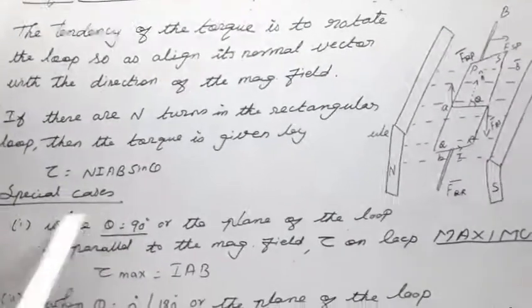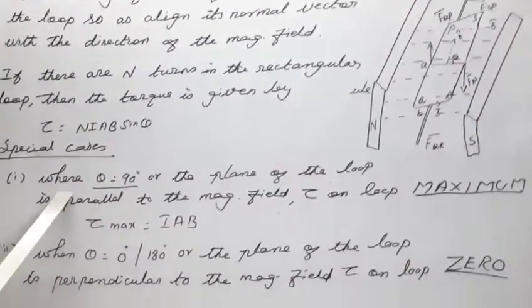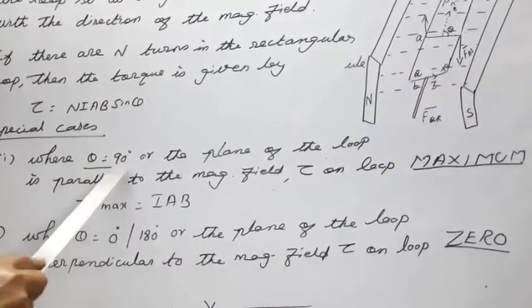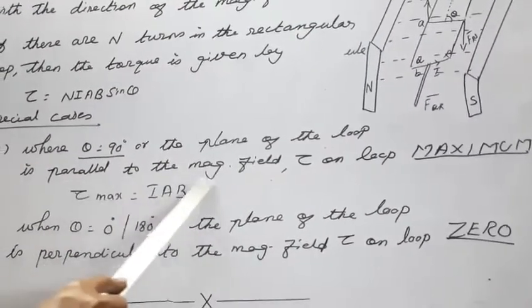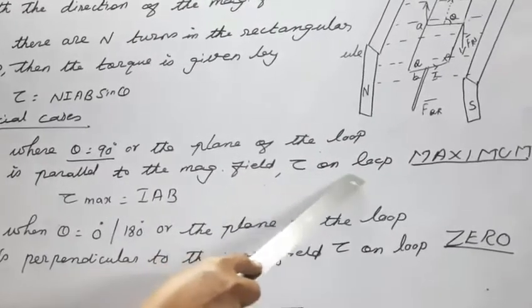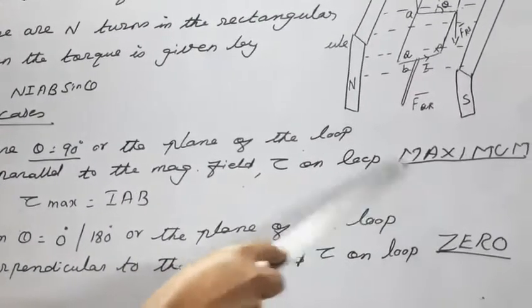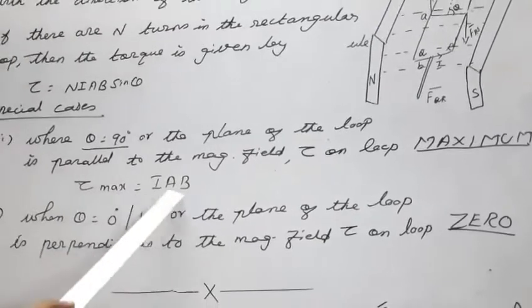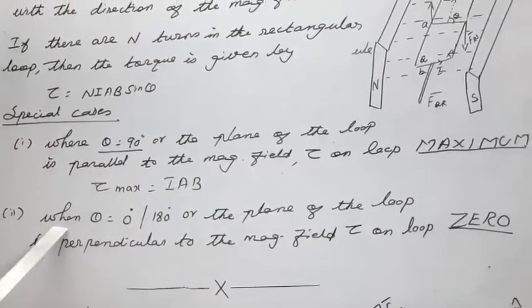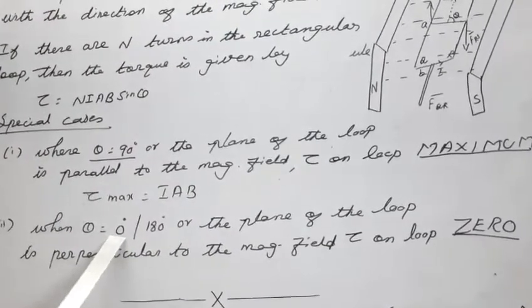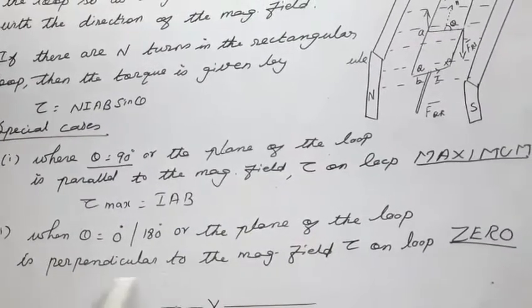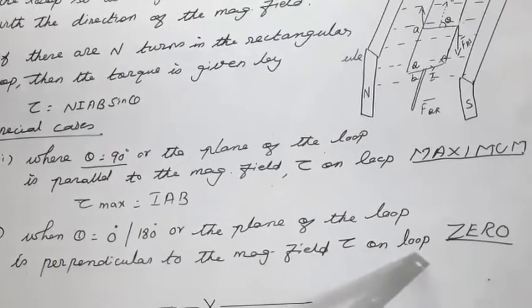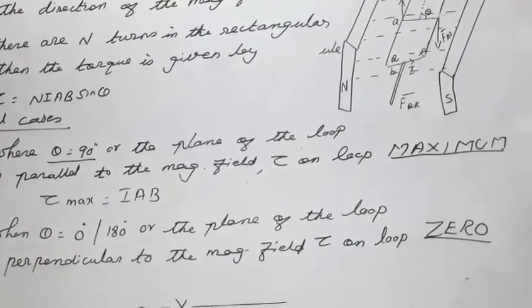There are some special cases. First, when theta equals 90 degrees, or the plane of the loop is parallel to the magnetic field, the torque on the current loop is maximum. Therefore, tau maximum equals IAB. Second point, when theta equals 0 degrees or 180 degrees, or the plane of the loop is perpendicular to the magnetic field, the torque on the current loop is 0.